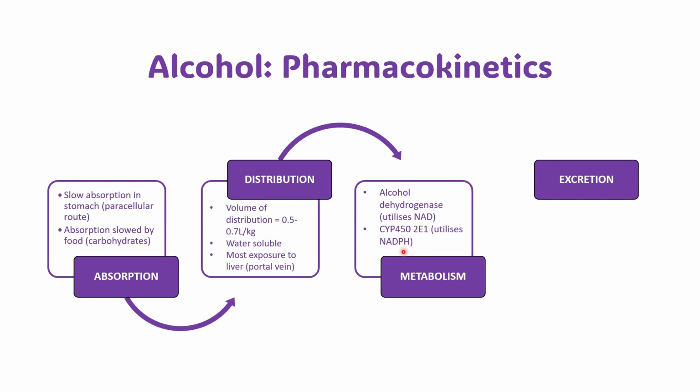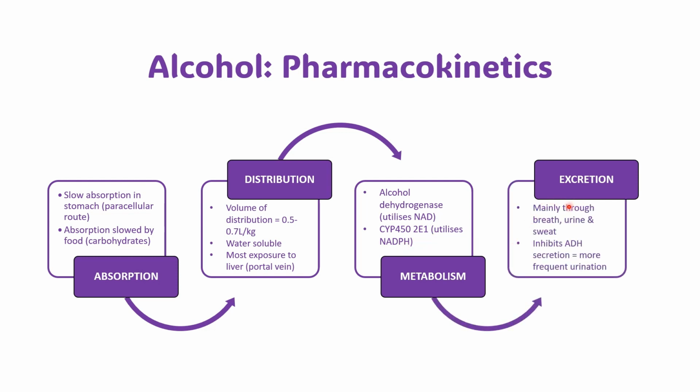We'll go into detail more about metabolism very soon, but essentially there are two enzyme systems. So we have alcohol dehydrogenase, which also uses a coenzyme called NAD. NAD stands for nicotinamide adenine dinucleotide. And we have another enzyme system, CYP450-2E1. So 2E1 is the specific enzyme, and the CYP450 is the group of enzymes within the liver. CYP stands for cytochrome P450, and 2E1 is the particular enzyme within that group, and that utilizes a coenzyme called NADPH. So it's still the same as NAD, but you also have the additional P, which stands for phosphate, and the H essentially means that it's reduced.